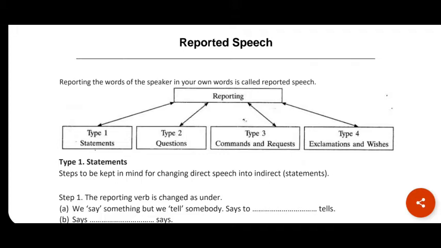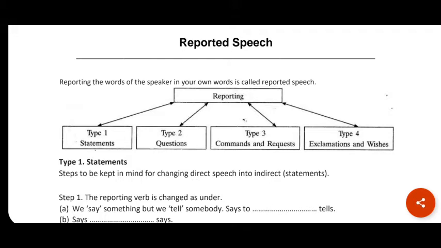Now, suppose a speaker has said something and you have heard it and you are going to tell that thing to another person in your own words. So that is called reported speech. That means reporting the words of the speaker in your own words. Okay.